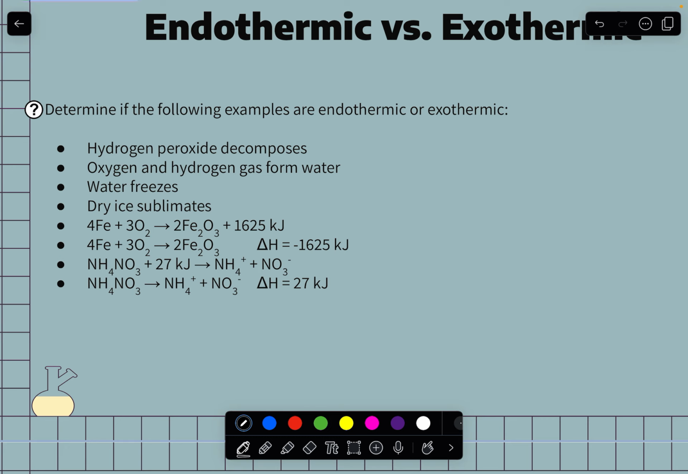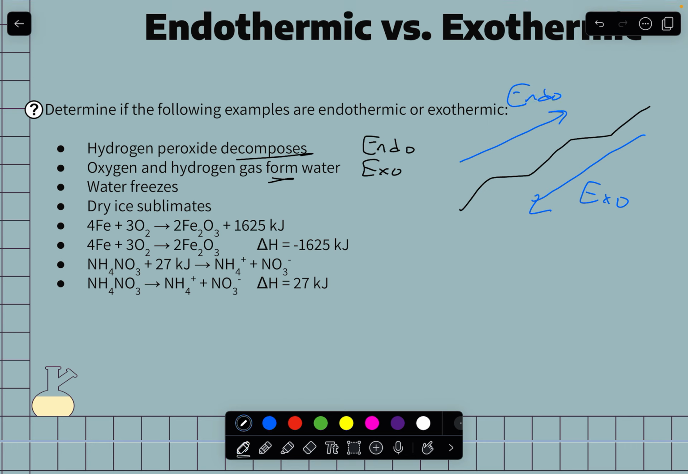Okay, so if we have hydrogen peroxide decomposing, okay, if it's decomposing, we're breaking bonds, that is endothermic. For oxygen and hydrogen gas forms water, right? If we're forming water, we're making bonds. So that is exothermic. All right. For water freezes, if our water is freezing, right? Remember if we have phase changes, if we're going down the phase change chart, if it's freezing, that's exothermic. Going up is endothermic. Okay. So this is going to be exothermic. Sublimating is going to be endothermic. Okay, think about if it needs energy in or out for those, right? To freeze something, it's going to release energy, but to melt it, you have to put energy in. You have to put energy into the ice to melt it.